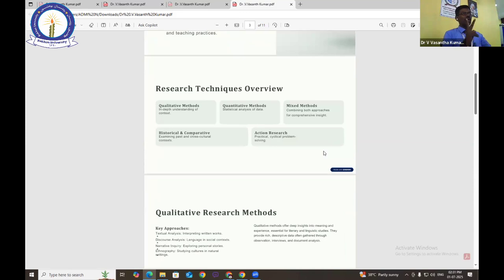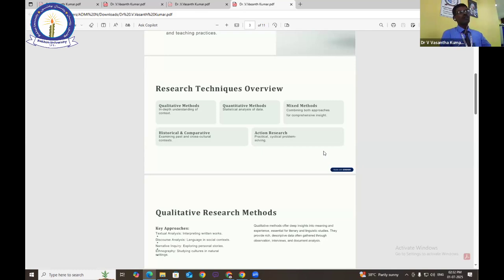So we always have two main research methods, qualitative methods and quantitative methods. Previously, some of our research persons mentioned the qualitative and quantitative methods. Qualitative means an in-depth understanding of the context. As a literature man, if I am going to touch a Victorian age poet's poem, the context is related with the historical values.